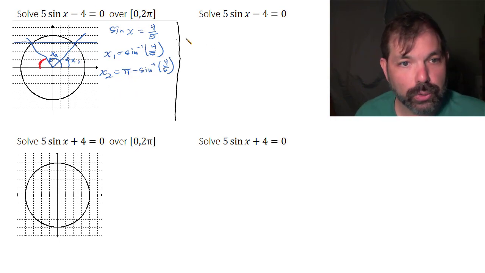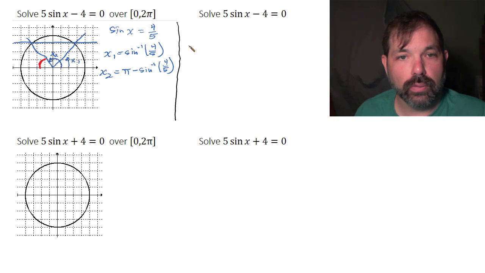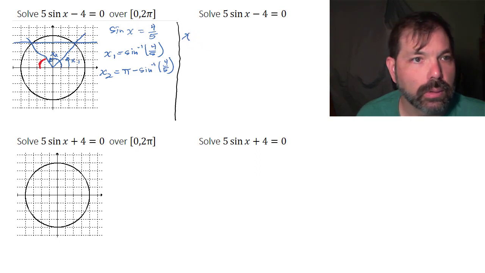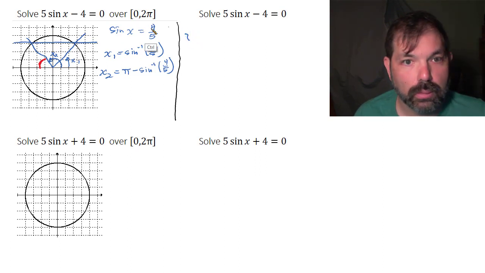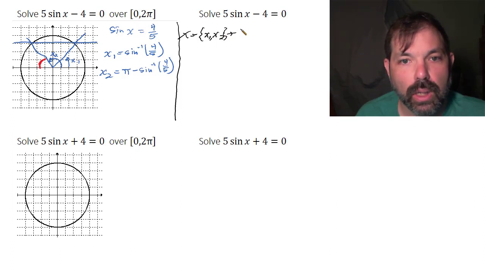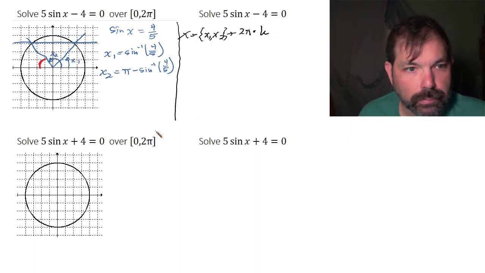Again, the general solution then, instead of looking over 0 to 2 pi, looking over the entire domain. So then x would equal, since the sine function has a period of 2 pi as well, x is equal to x1 or x2, from previous. And again, we'd have plus 2 pi times k, where k is an integer.